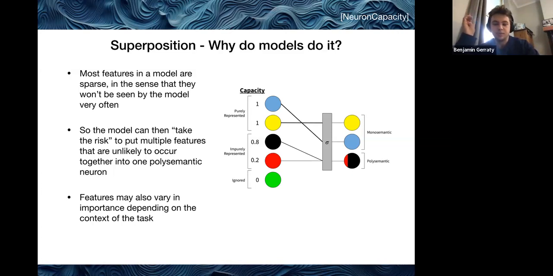So say here we've got the top 2 neurons, and the capacity is between 0 and 1. These top 2 are what we're going to call purely representing features, in the sense that they go through the activation function sigma, and they are monosemantic, meaning that they just fully map the same features across. Then you can have features that are impurely represented that then combine to form what we're calling polysemantic features. And then sometimes you'll see neurons that don't activate at all, depending on the data we're looking at.